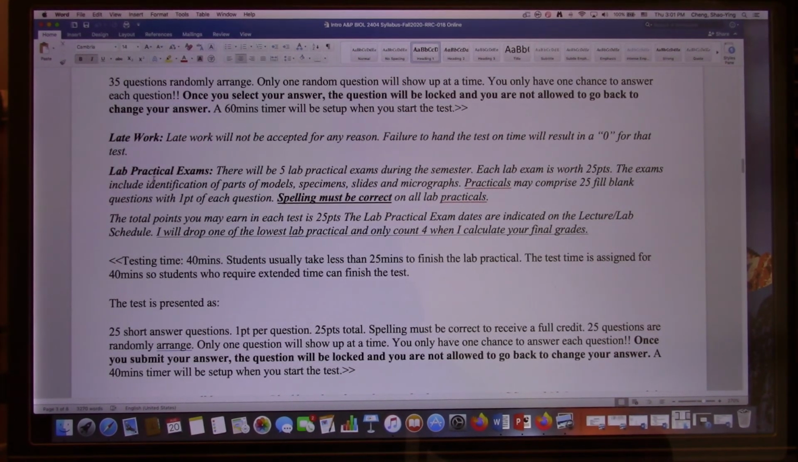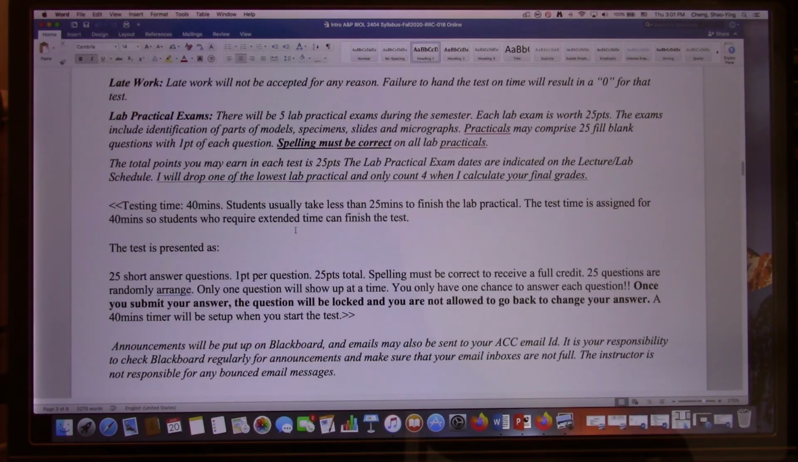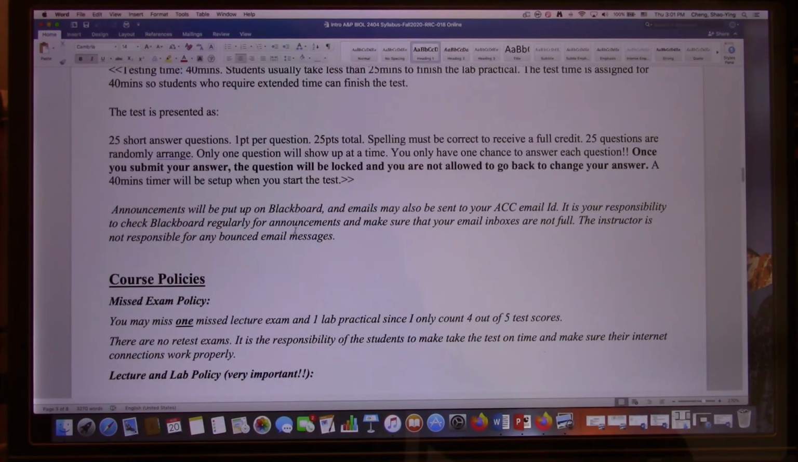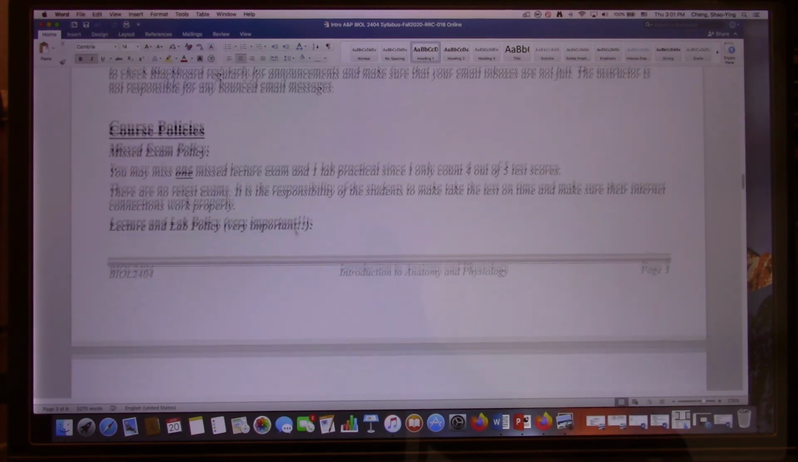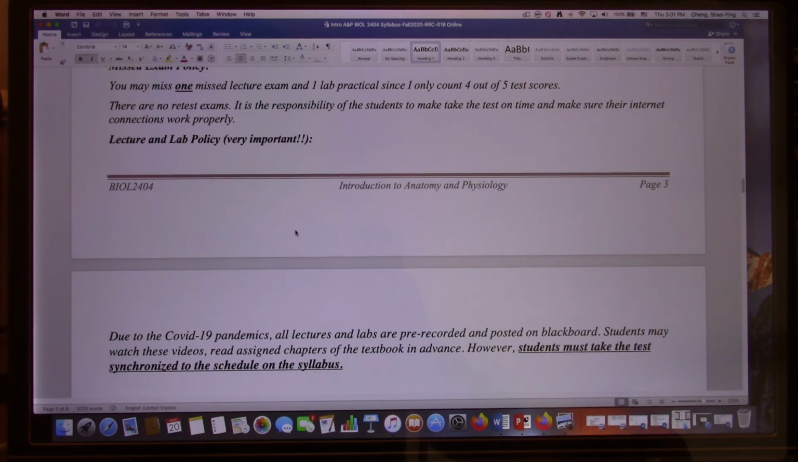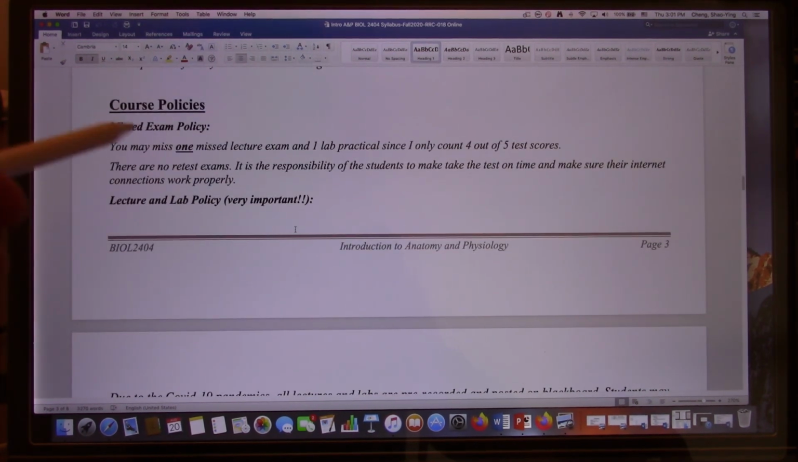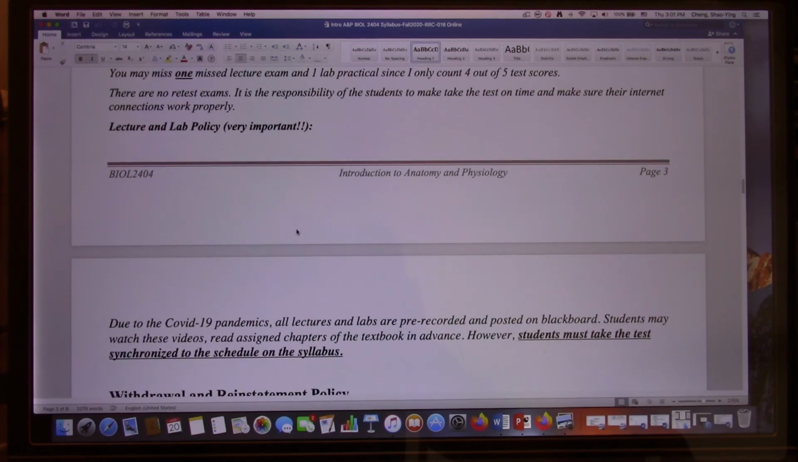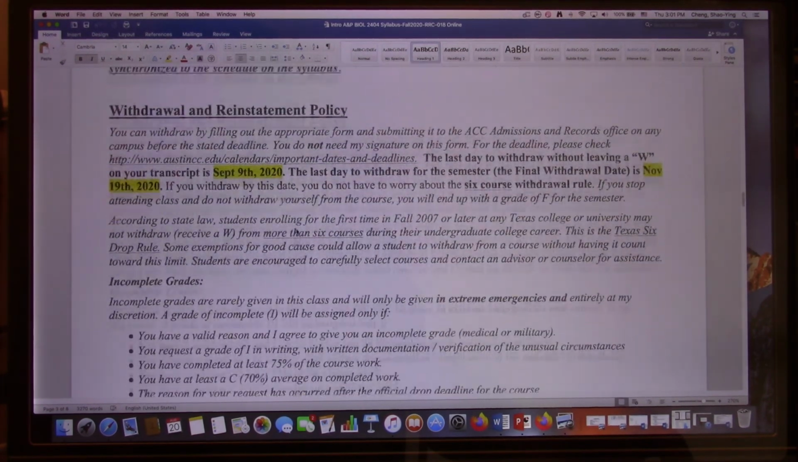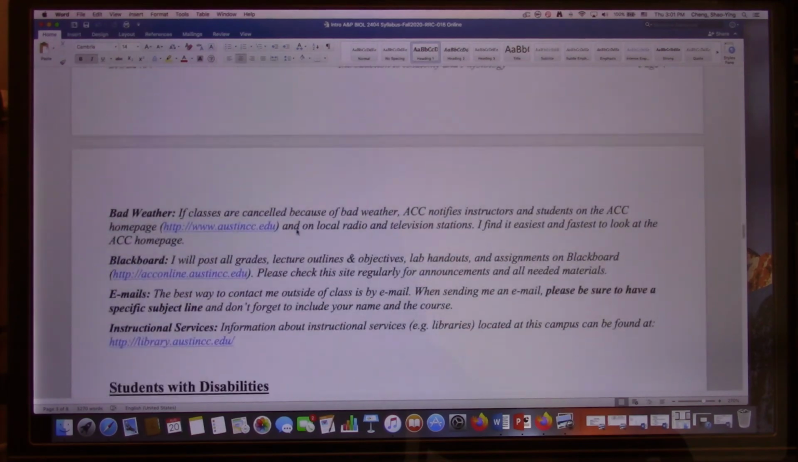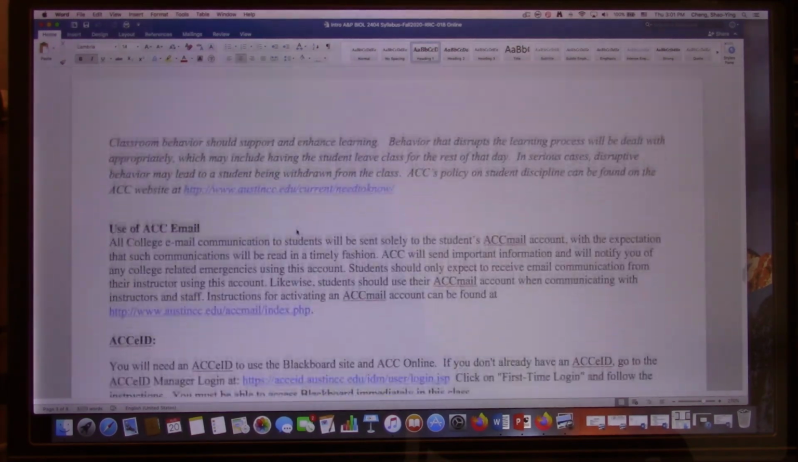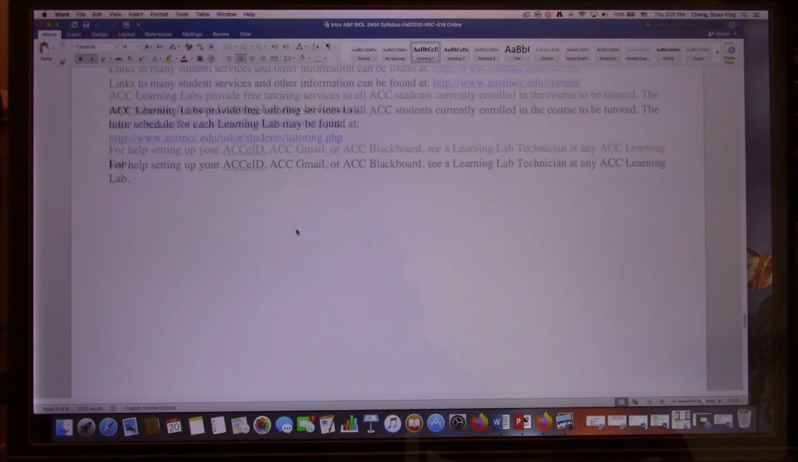The lab practical is fill in the blank, and learning anatomy is like learning a new language. So your spelling must be correct. If your spelling is wrong, you won't get the credit. Every question is 1 point. And the missed exam policy: one student can miss 1. I only count 4 out of 5. Withdraw days, that's here, and let's go to the schedule.